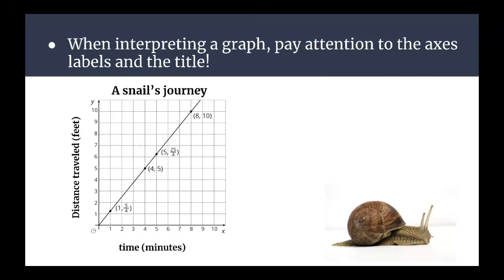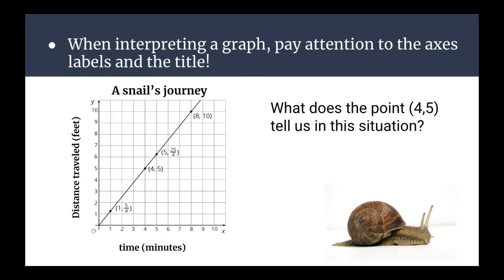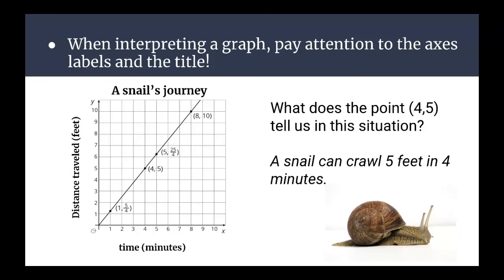When interpreting a graph, you want to pay attention to the axes labels and the title because they tell you a lot about what's going on in the graph. So in this graph, I'll call it a snail's journey. Could you please interpret what the point (4, 5) tells us in this situation? I hope you said a snail can crawl or travel 5 feet in 4 minutes, or it takes 4 minutes for a snail to crawl 5 feet.